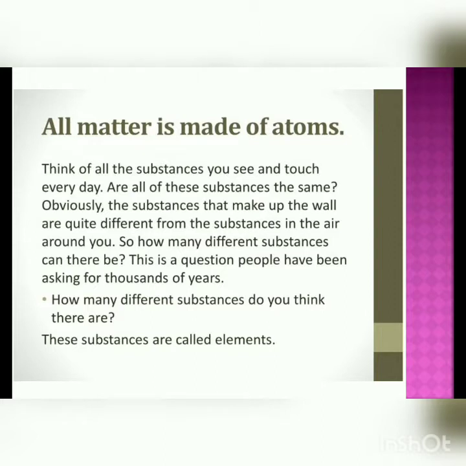So how many different substances can there be? Can you imagine? This is a question people have been asking for thousands of years. There are hundreds of different substances that exist in different states of matter. And these substances are nothing but called elements. There are a total of 118 elements present in nature.